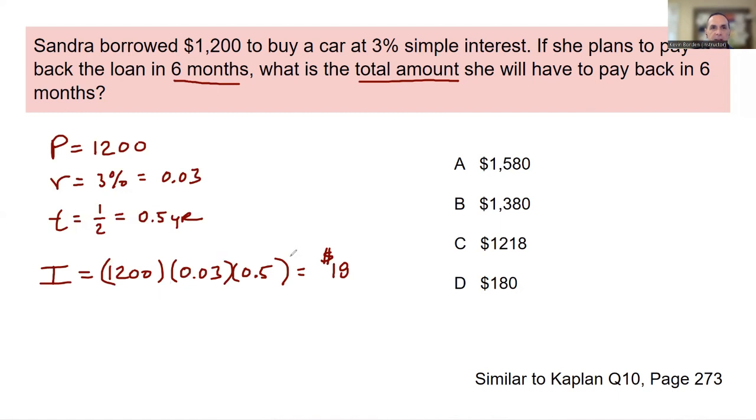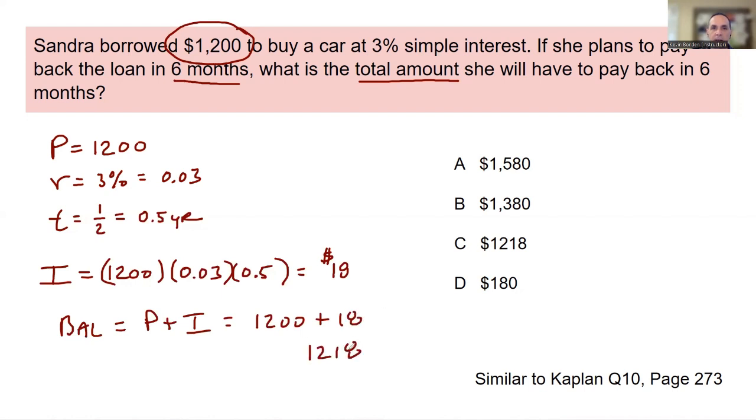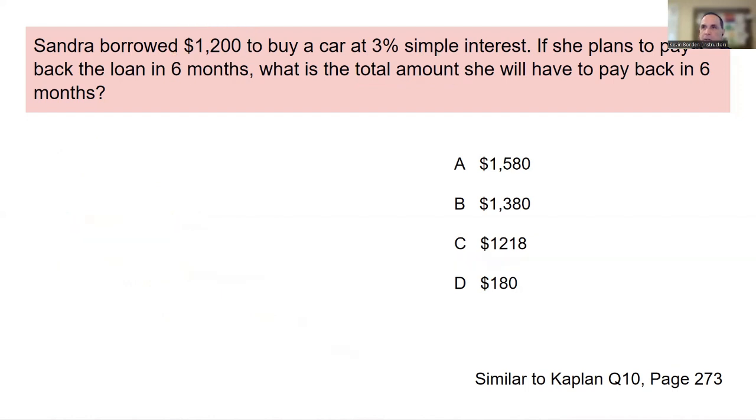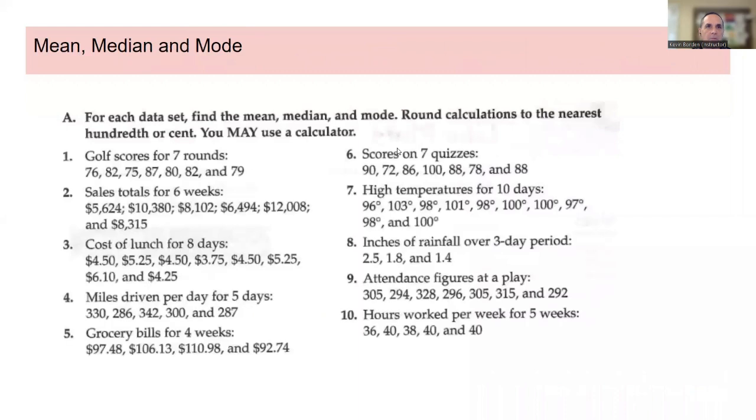So she's going to pay $18 of interest, but we have to go back and add the original 1,200. Her balance is going to be principal plus interest equals 1,200 plus 18, $1,218. Okay, clearing that off. Next problem.